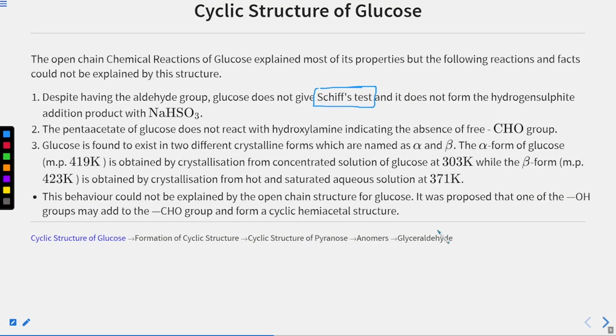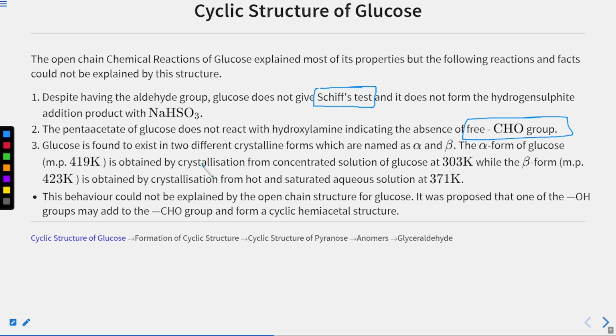Now, what was seen is that if you treat your pentaacetate with hydroxylamine, then it would not give this reaction. The pentaacetate does not react with hydroxylamine, indicating the absence of a free CHO group. So the absence of this reaction, that is the reaction of pentaacetate of glucose with hydroxylamine, indicates that we are lacking the CHO structure of the aldehyde.